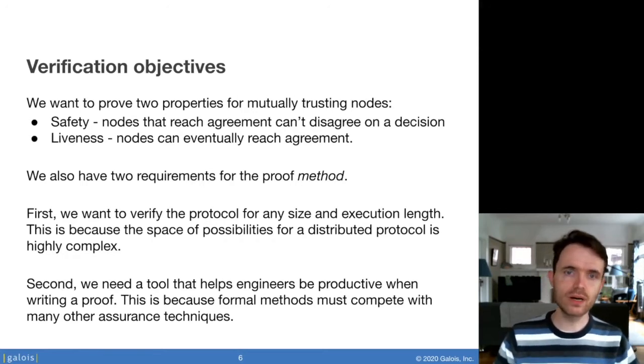As a result, we can't just apply bounded model checking to the problem. For this type of protocol, model checking will only discover errors that occur at trivial sizes. This is because the possibility of malicious behavior exacerbates the state space explosion problem.